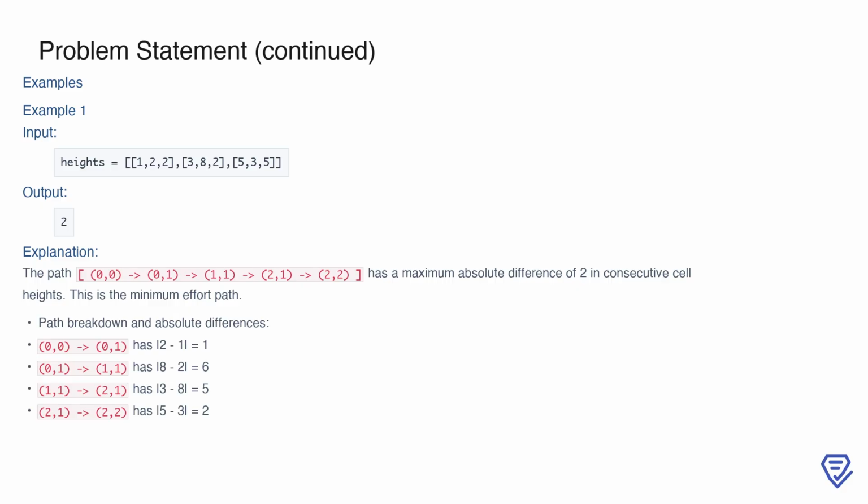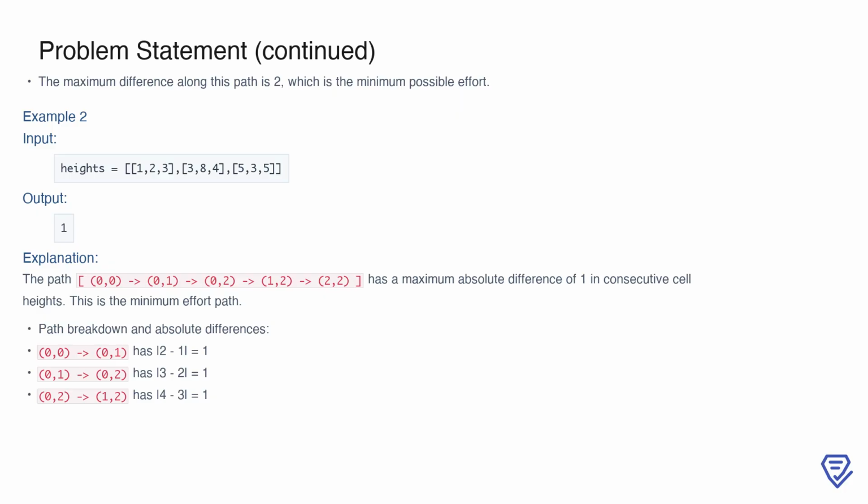Breaking this down step by step, moving from (0,0) to (0,1) gives a difference of 2 - 1 = 1, then from (0,1) to (1,1) gives 8 - 2 = 6, followed by (1,1) to (2,1) with a 3 - 8 = 5, and finally (2,1) to (2,2) with a 5 - 3 = 2. The largest difference in this path is 6, 5, and 2, but among all possible paths, the minimum effort path has a maximum difference of just 2. The key takeaway from this example is that the path's maximum difference, 2, is the smallest possible among all valid paths. Now, let's consider another example.